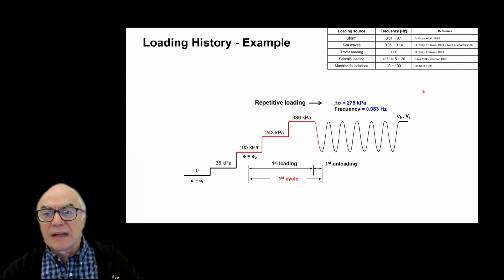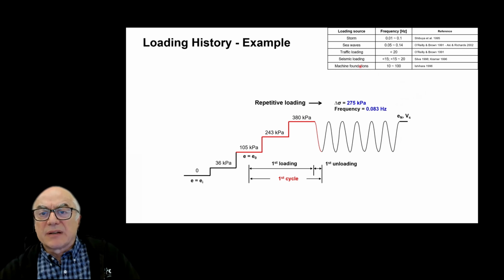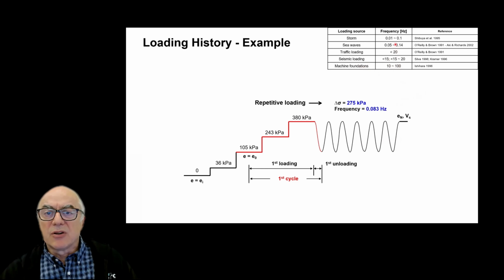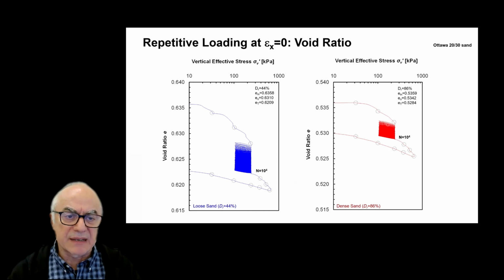And if you go back and see what the field conditions are, then we see that, for example, in the case of machine foundations, the number of cycles, the frequency of the cycles may be high, but they may be very low for the case of sea waves or storms. With that in mind now, let's explore some examples.